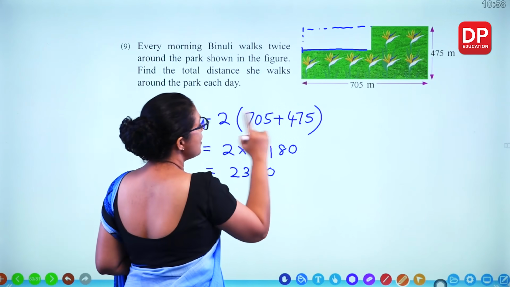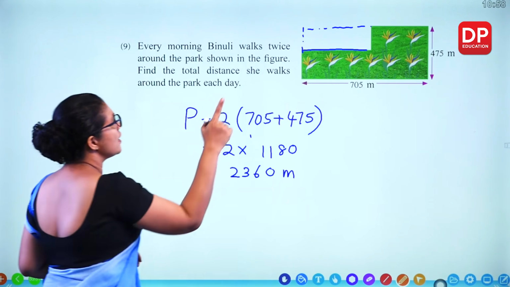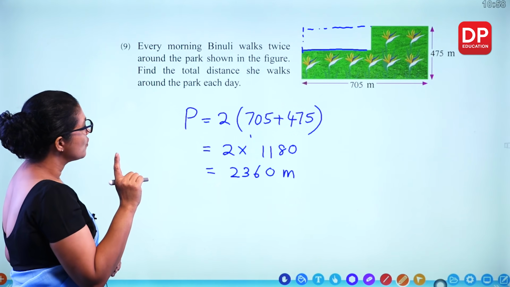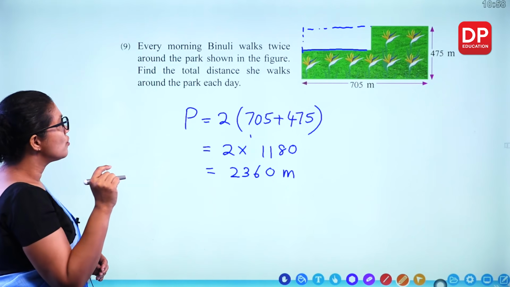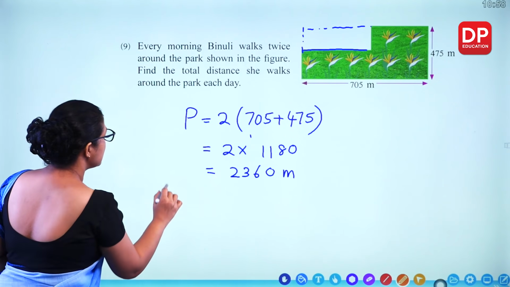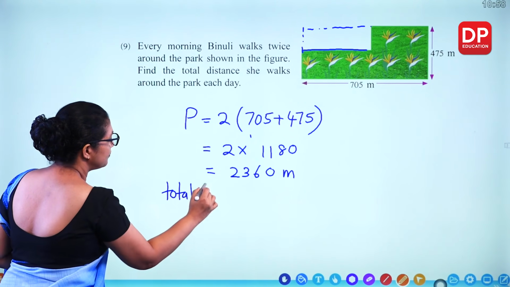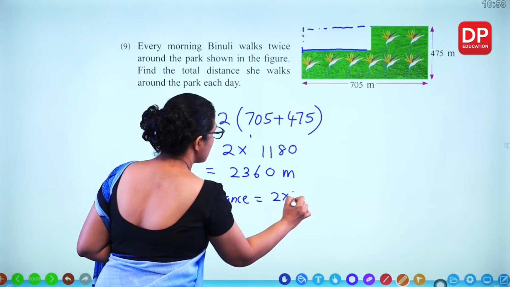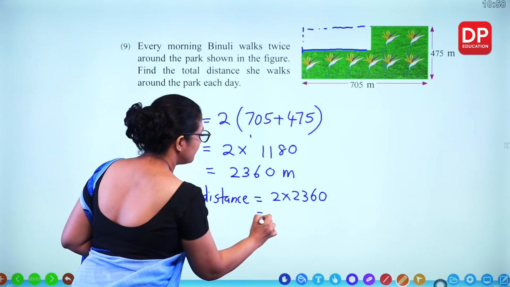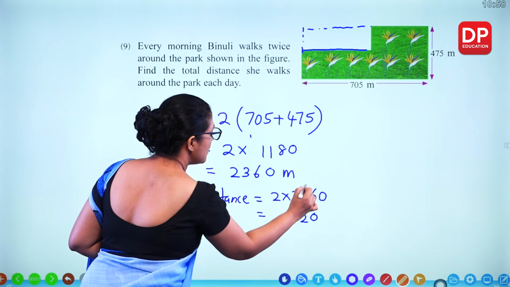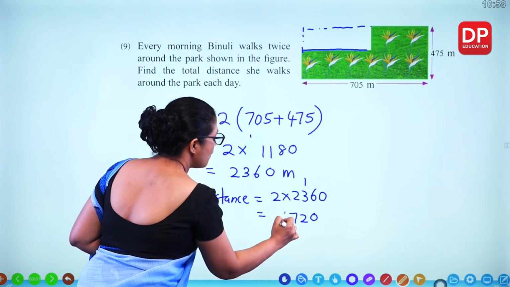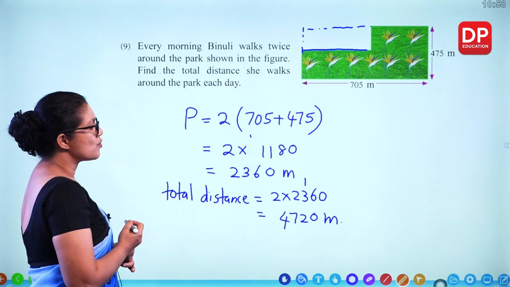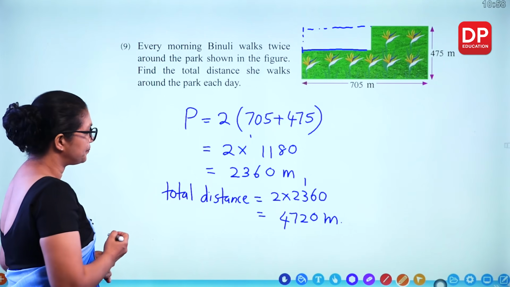So this is the perimeter of this figure, but Binuli walks twice around. So you have to multiply by 2. So the total distance is 2 times this. You get 4,720. This is in meters. Okay.